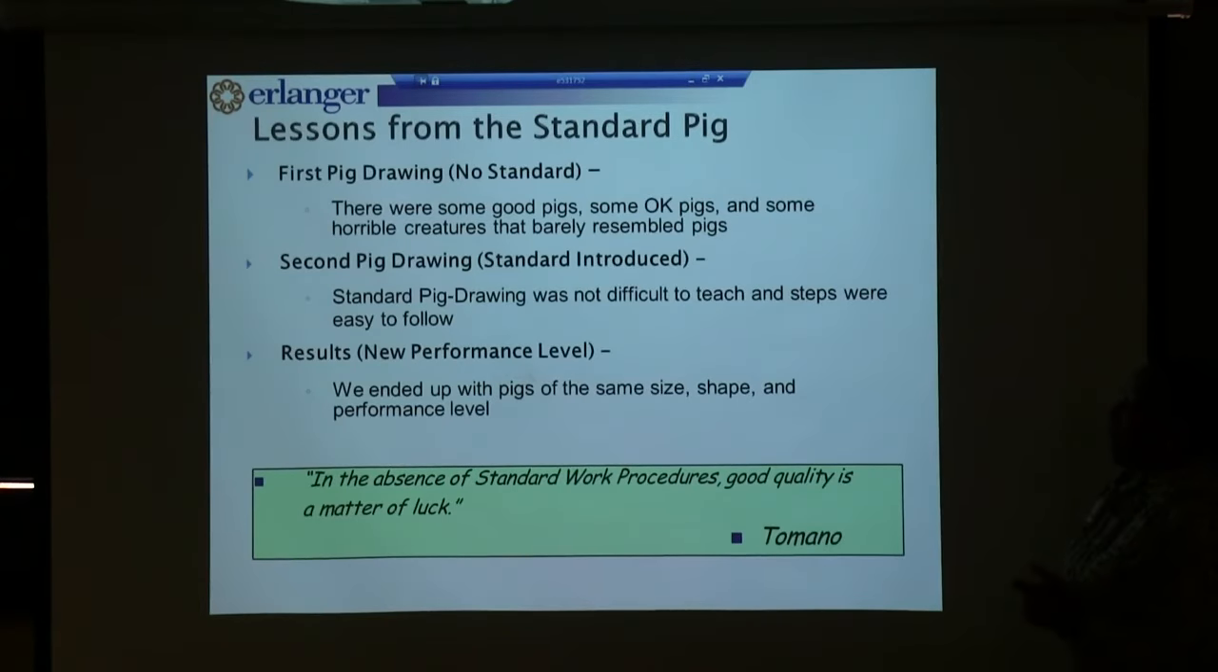The second drawing, you were given standards. You were told exactly what was expected. So when you compared the end result, it was similar to the people that were doing that same work. So at the bottom we say, in the absence of standard work, good quality is a matter of luck. So someone said, I'll Google and I'll draw the pig. Well, that's a matter of luck that she thought that, because everyone may not think the same. You might get a great pig from that one person, but everyone else will give us different results. So that's why we should develop standard work so everyone knows what's expected.